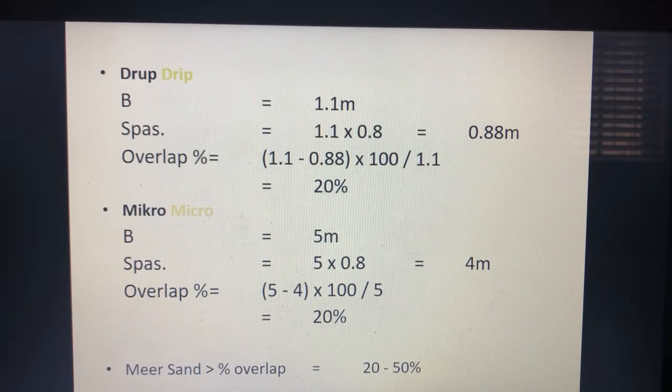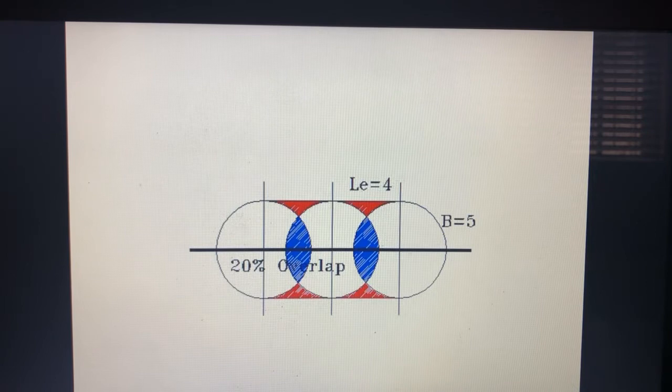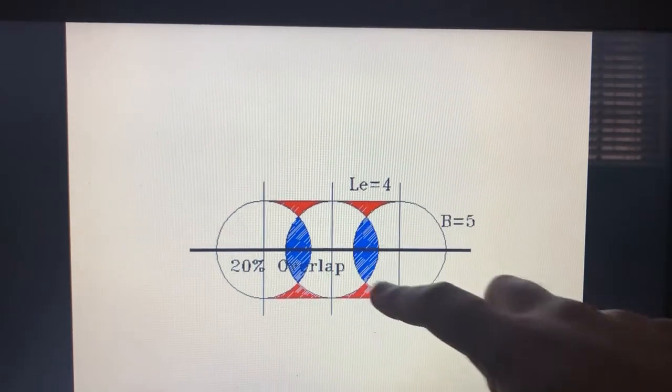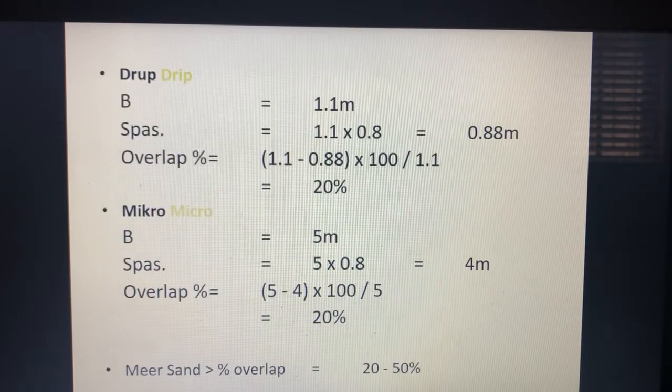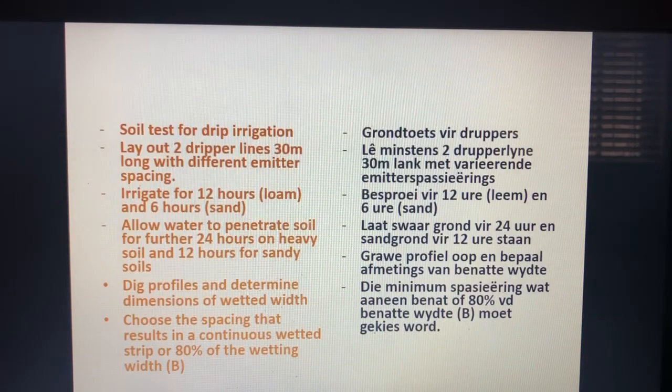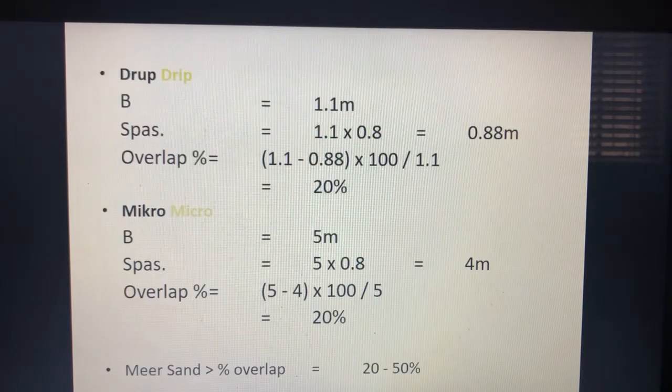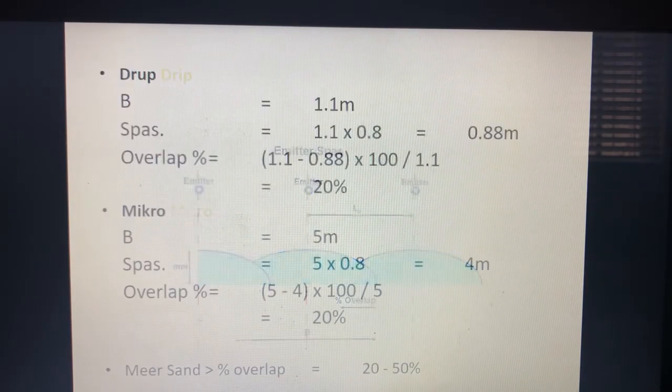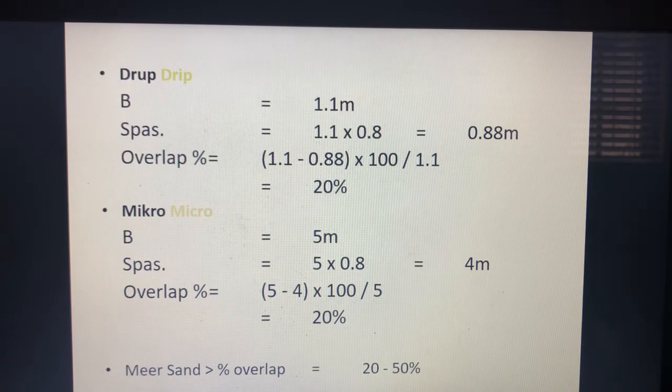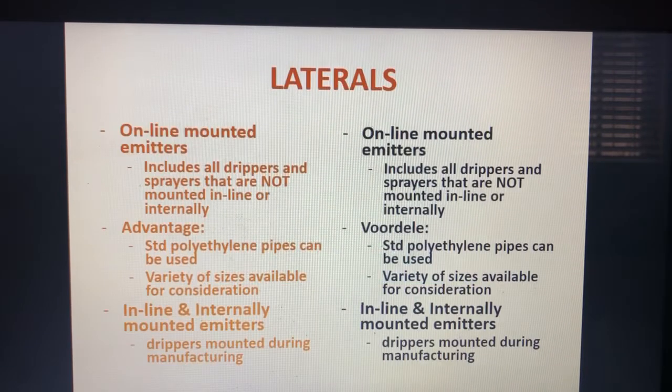And this is how you would do that. You can see B is that distance, that radius around your emitter, and you would multiply that by 0.8 to get to how far you think you should be spacing your emitters apart. And then you can start testing it with this test of laying it out and seeing, with your specific soil, if the calculations that you made suit the spacing.